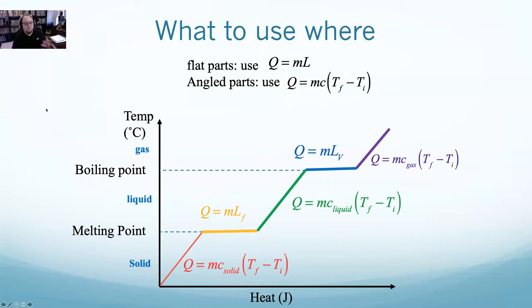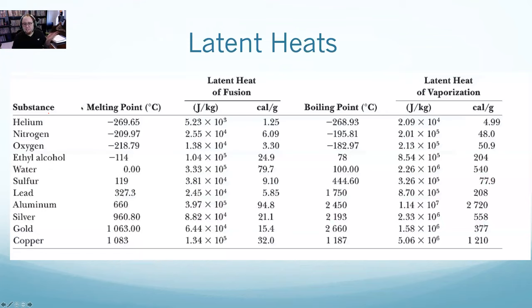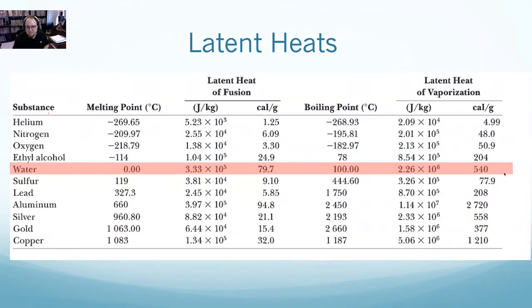Now, I'm going to use this as an example, but probably not today because of time, but I want to say a little bit more about this. Latent heats are a constant for a material. You can look up what they are. Here is a series of latent heats. But we're only going to talk about water in this class. We're going to talk about water, which freezes at 0 degrees and boils at 100. And we can talk about the latent heat of fusion of water and the latent heat of vaporization of water.